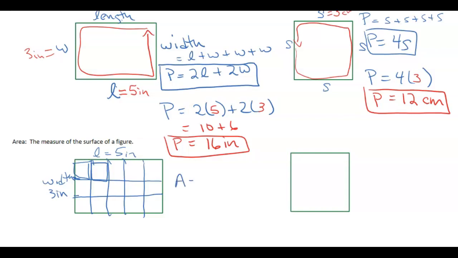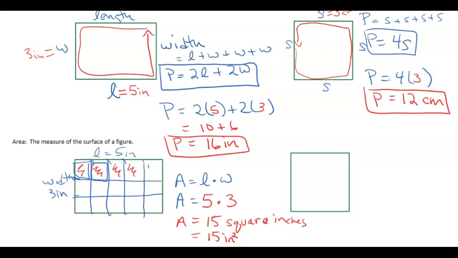So the formula for area is length times width. In this particular case I was looking at, the length was 5 and the width was 3, so the area was 15. And now we can either write square inches, or often that will be written as 15 inches with a little squared on the inches. And that's telling me there'd be 15 little squares that would fill up that shape or that surface.